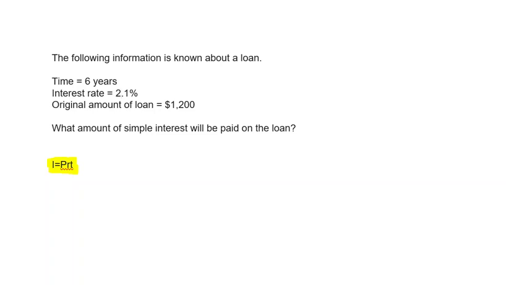So in this first example, we have time is 6 years. So that is the t value in our equation, t equals 6. The interest rate is 2.1%.